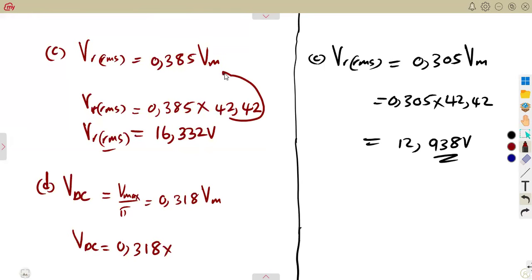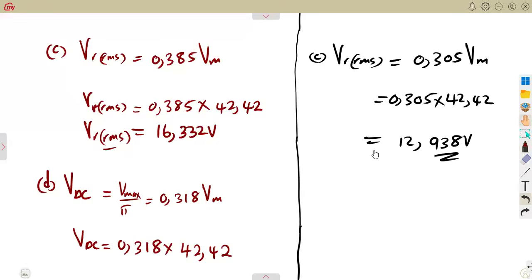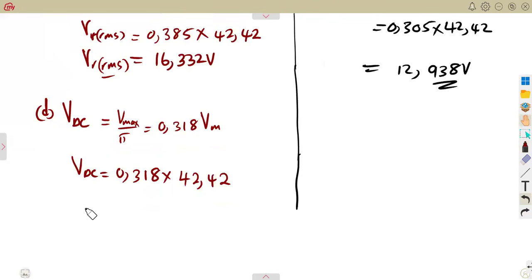Remember, your VM here is still the same, 42.42 volts. So this was going to give you the average DC voltage. That's VDC, which was going to be 13.490 volts to 3 decimal places.